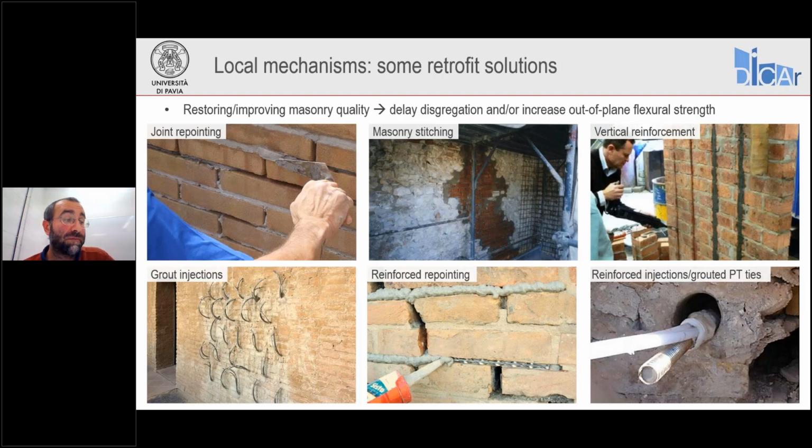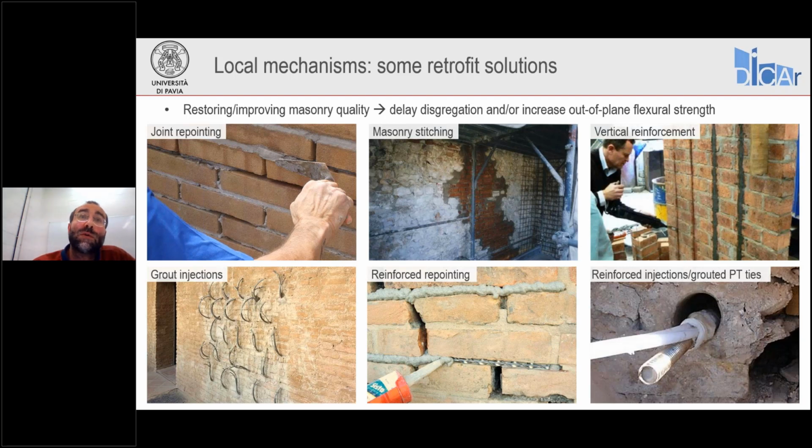How can we improve the local response of the structure? Well, there are several retrofit solutions that can be adopted. First of all is improving the masonry quality. In this case, we want to delay disgregation of the masonry, or we want to increase the out-of-plane flexural strength of the masonry. Some techniques involve joint repointing.